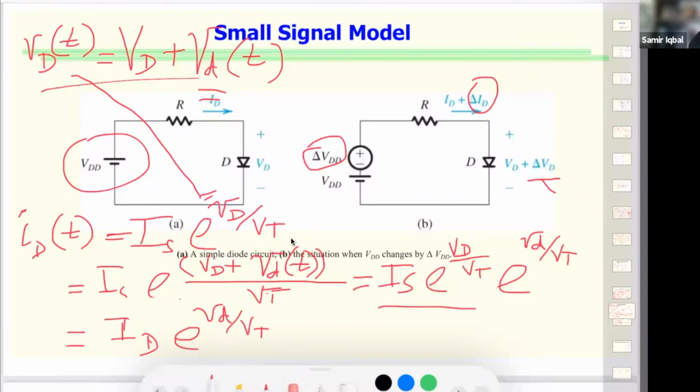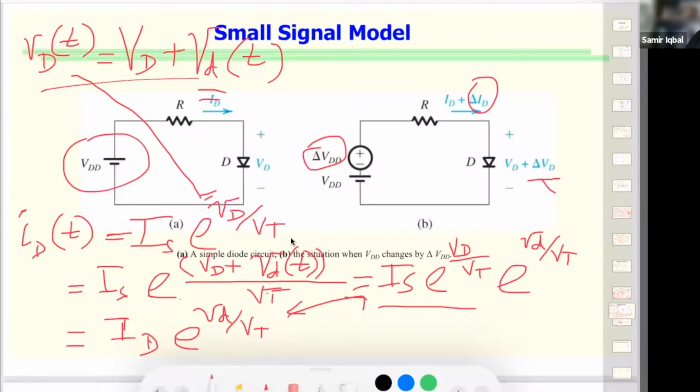Oops, I deleted a little bit more. Are you with me going from here to here? That was a simple DC diode current. But now we have this factor that is multiplying it with V_D.